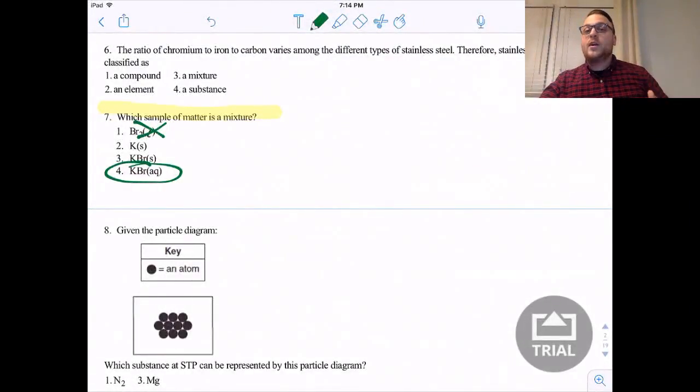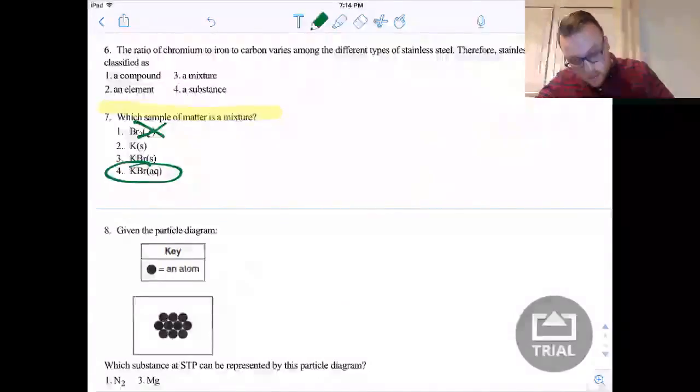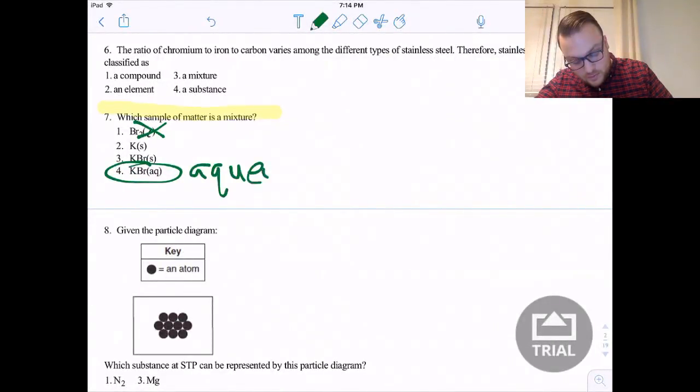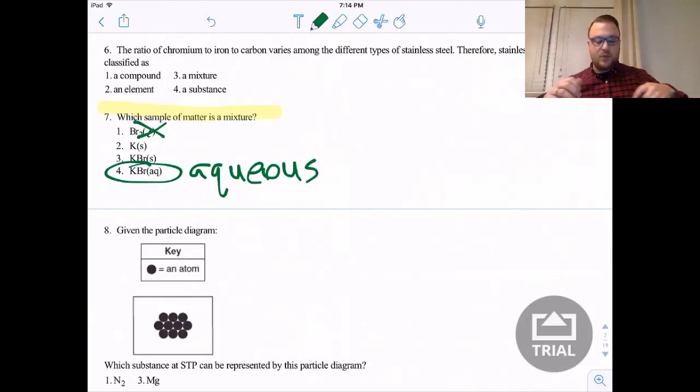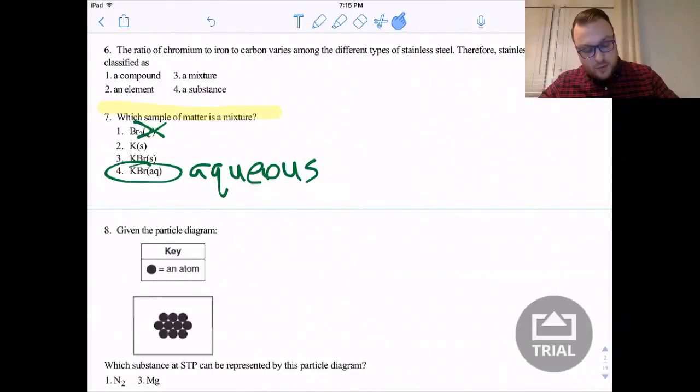To symbolize that, since it's not a chemical reaction, you symbolize it with the letters AQ, which stand for aqueous. When you see that symbol, your brain should go to mixture. And we're going to see that symbol a lot more towards the end of third quarter when we do solutions. But right now, all you have to really know is what it means: aqueous.